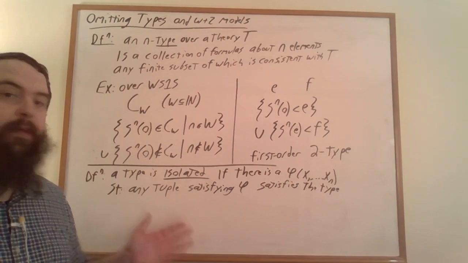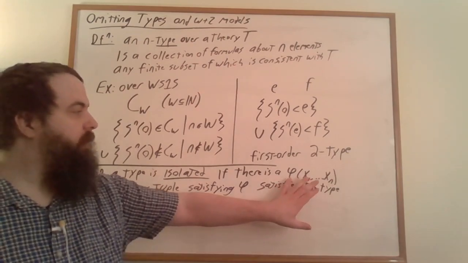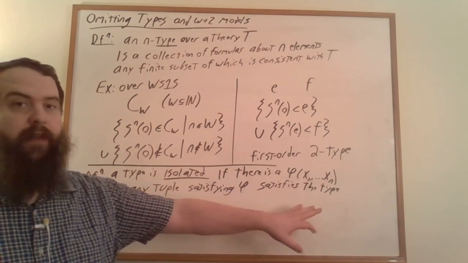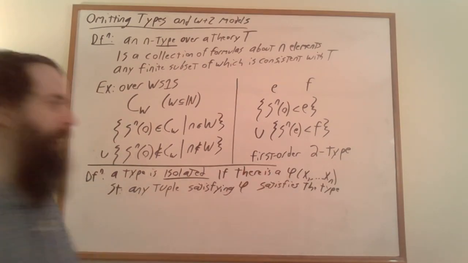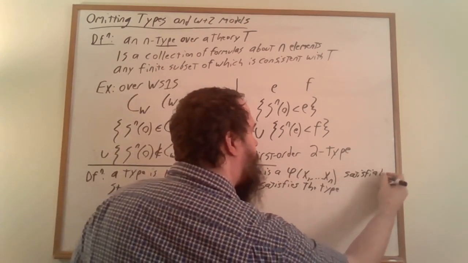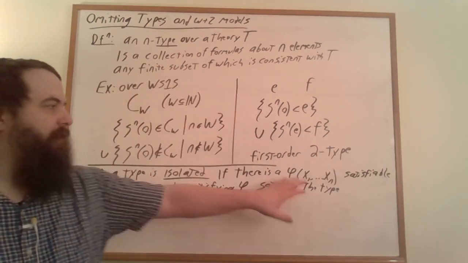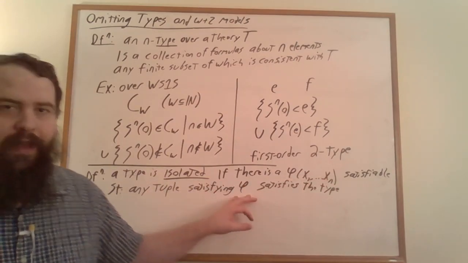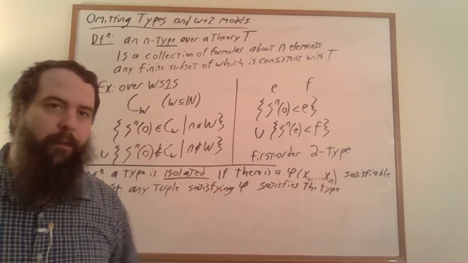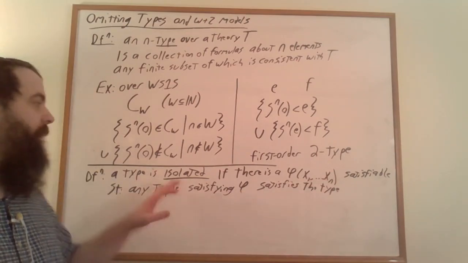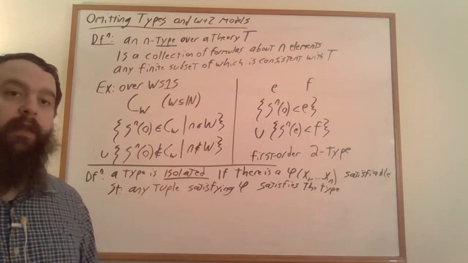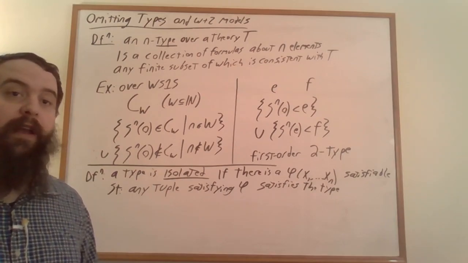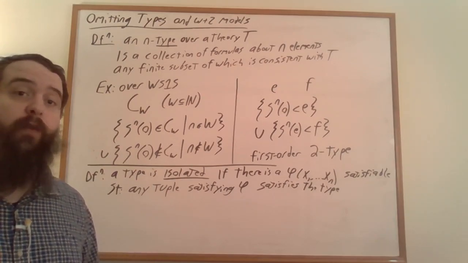We say that a type is isolated if there's some formula phi such that any tuple satisfying the formula satisfies the type. And we can't cheat here, phi has to be satisfiable. Right, you could imagine cheating and having a formula that's always false, and then anything that satisfies that formula satisfies the type vacuously. Just like the term compactness, the term isolated comes from topology. There's a way of applying topological perspectives to model theory, and if you're interested in that, I encourage you to look into what are called stone spaces.